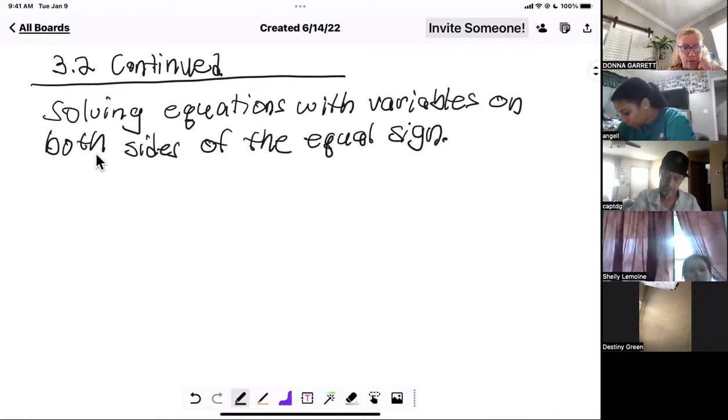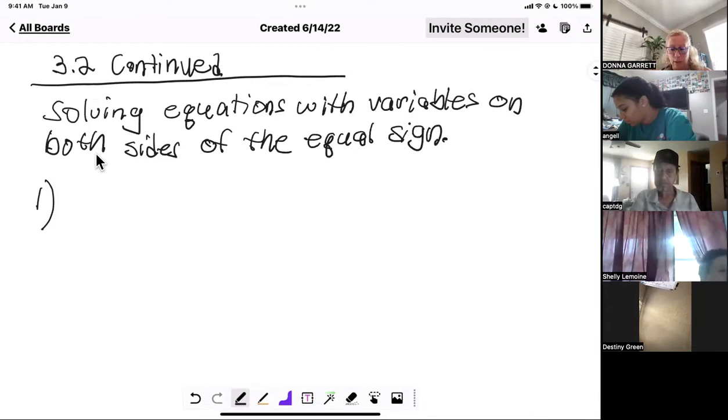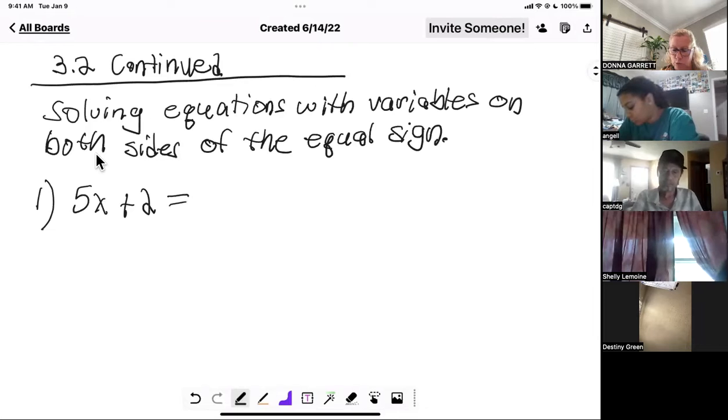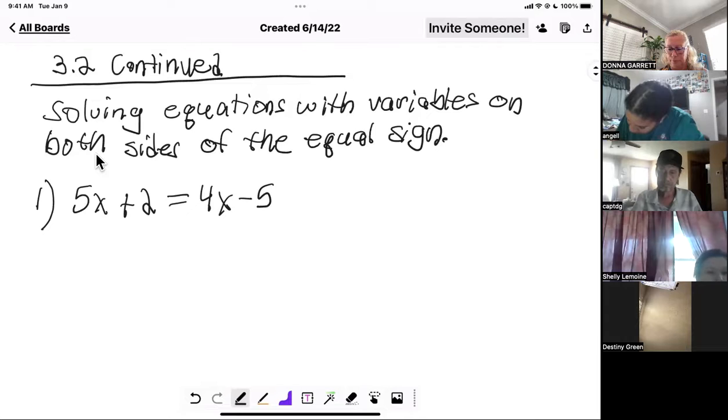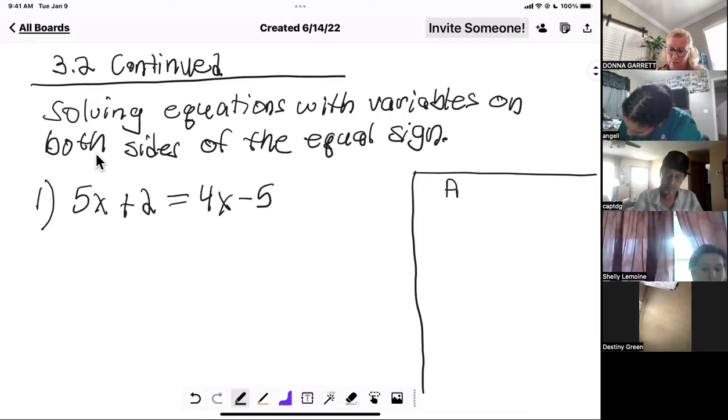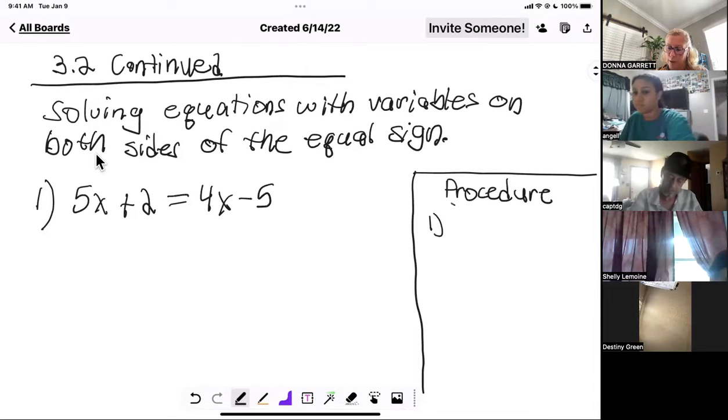So I'm going to put a problem down, and then I want to tell you how to think about how to do it. So something like this: 5x plus 2 is equal to 4x minus 5. See how there's an x on both sides of the equation? That's what we haven't done yet. So I'll put procedure over here. I don't like to say steps, but just an idea of how to do the problem.